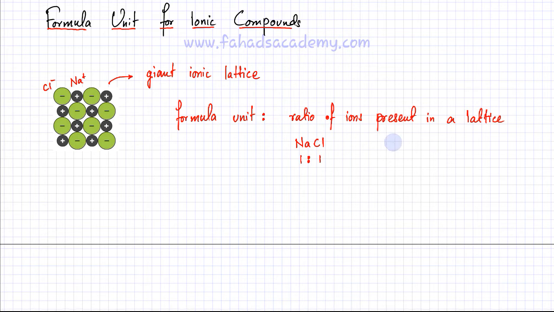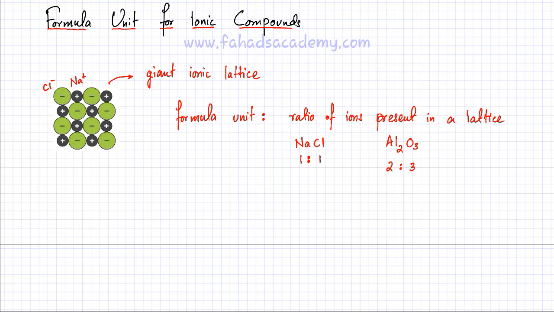For example, for aluminum oxide, that also has a giant ionic lattice. In that case, there are 2 Als and 3 oxygens in the simplest formula unit for this lattice. So the subscript here denotes that in one tiny small unit of that huge gigantic lattice, there would be 2 aluminiums and there would be 3 oxygens sticking together. So the ratio in this case is going to be 2:3.